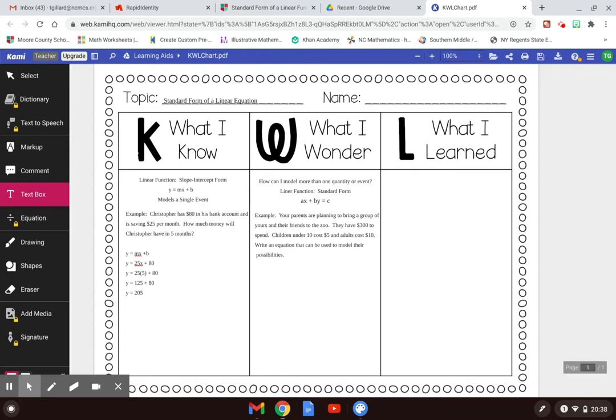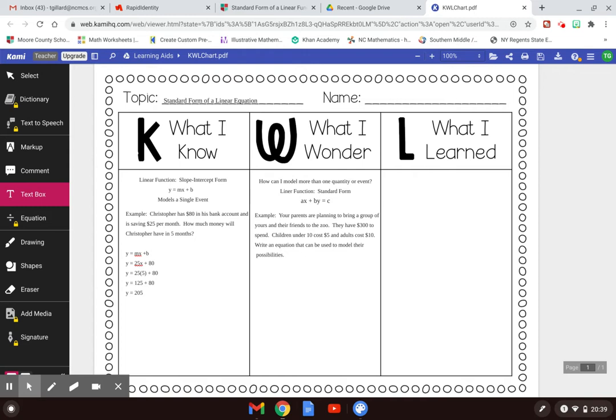So here's an example of more than one thing happening, and we're going to use the model ax plus by equals c to model and graph these equations. It says, example, your parents are planning to bring a group of yours and their friends to the zoo. They have $300 to spend. Children under 10 cost $5 and adults cost $10. Write an equation that can be used to model their possibilities.